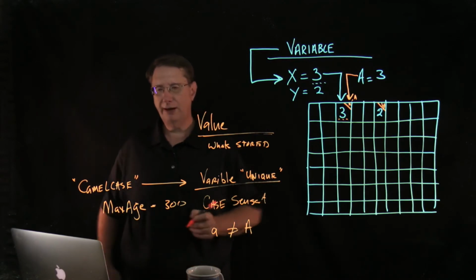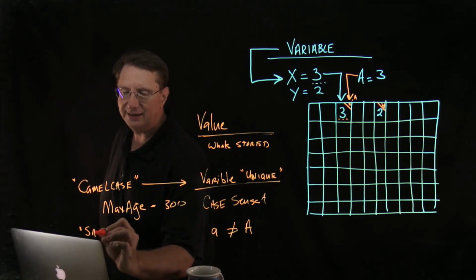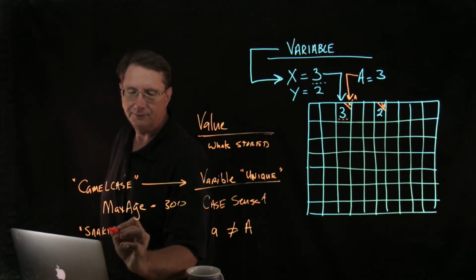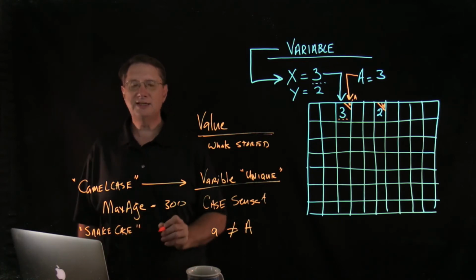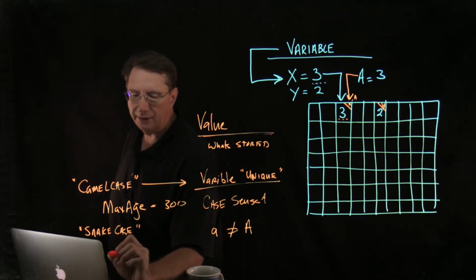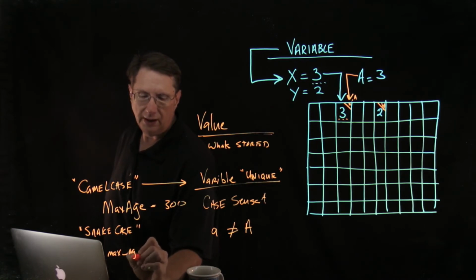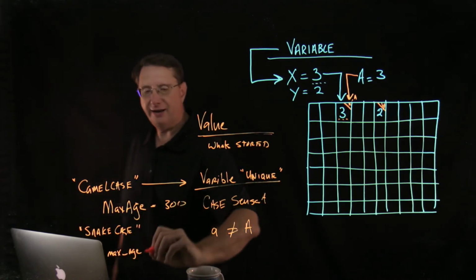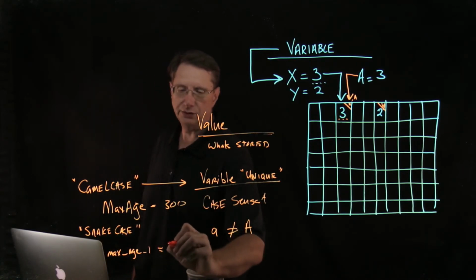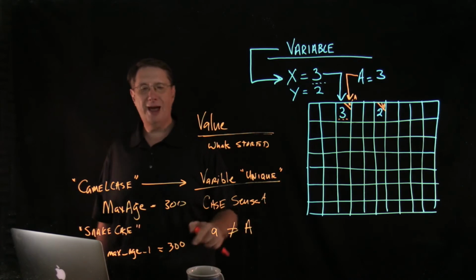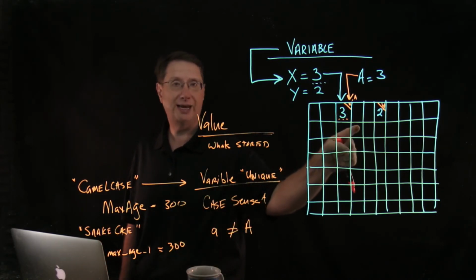Let me move my laptop out of the way here. The next one is referred to as snake case. Snake case would be the exact same thing, only I would come over here and say max_age. And if I had another value, let's just say max_age_1, and then say equals 300. What ends up happening here is these are going to be the exact same value, which means they're going to be occupying the same grid.